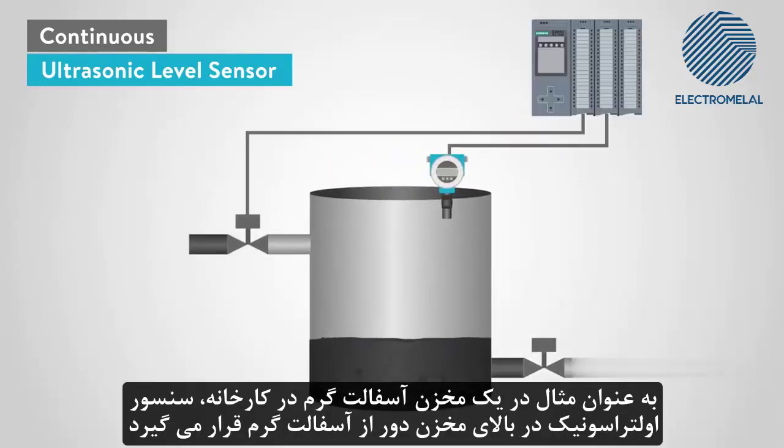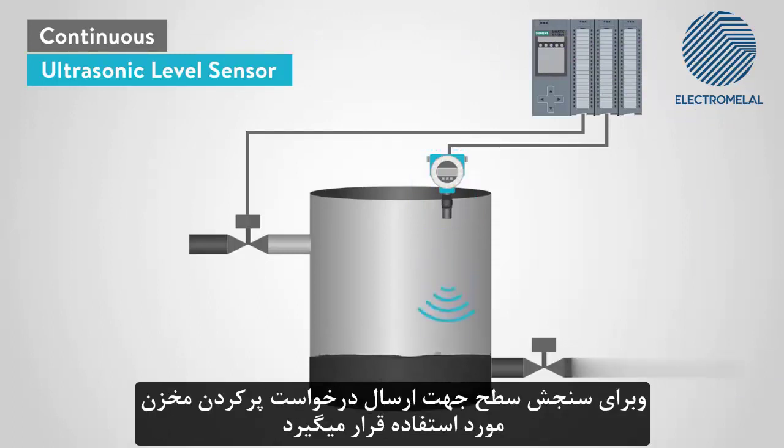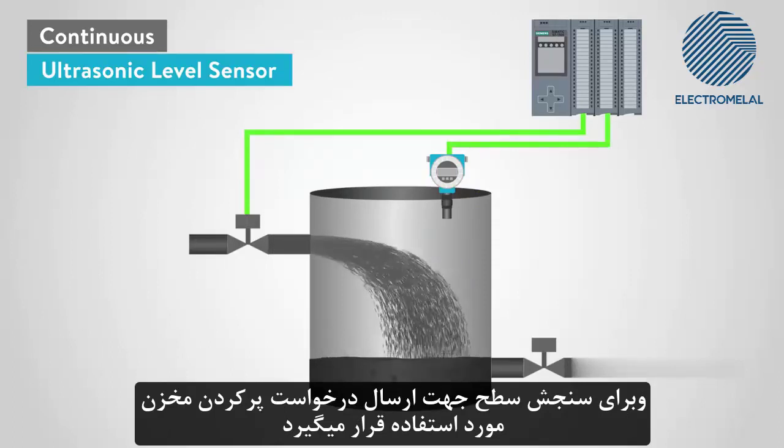An example application is a hot asphalt tank in a shingle manufacturing plant. The ultrasonic sensor would be placed in the top of the tank, away from the hot asphalt, and used to sense the level in order to send a fill request for the tank.